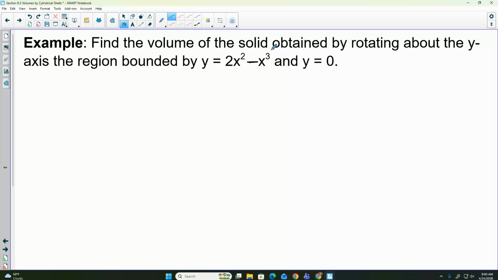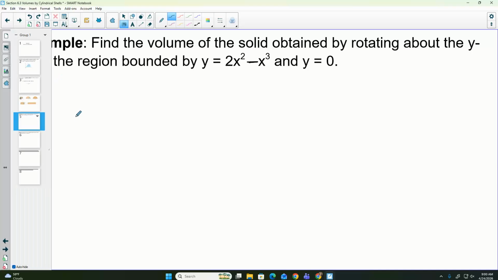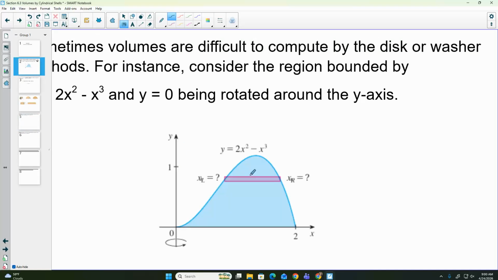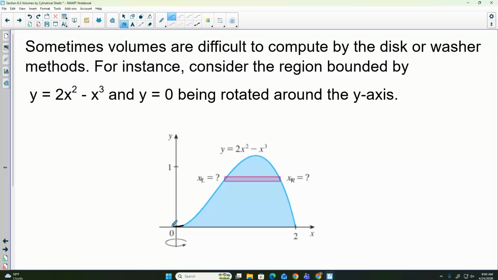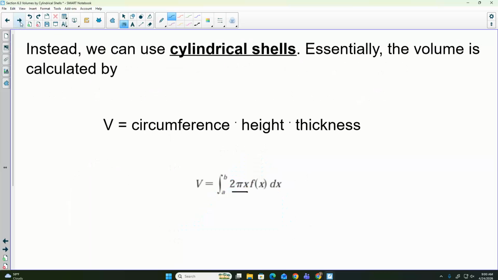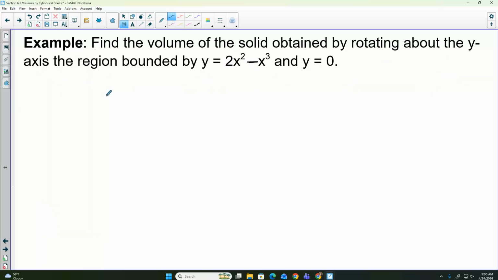Find the volume of the solid obtained by rotating around the y-axis the region bounded by 2x squared minus x cubed and y equals 0. So that's the one we were looking at right here. My picture was really terrible, but as you look at this, it's not even like a true donut. It's not completely hollow in the middle, right? It's kind of coming in towards the center, so you're getting this three-dimensional shape.